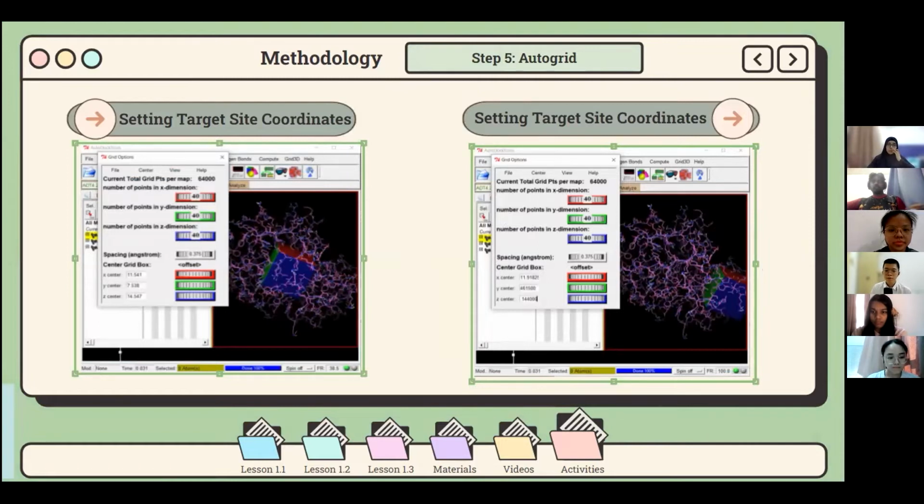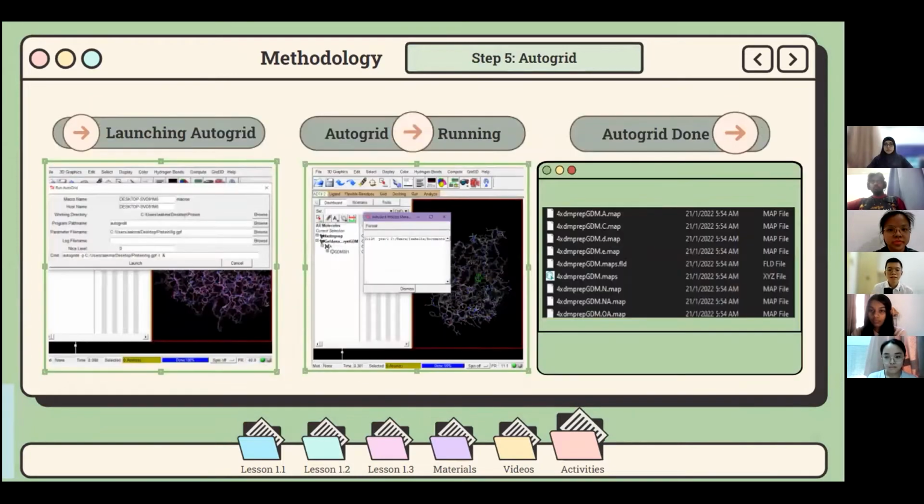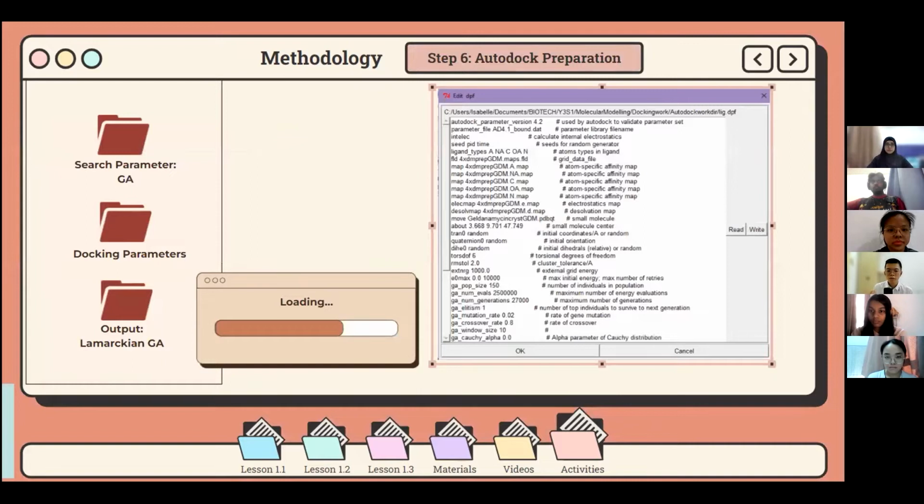After ligand preparation, AutoGrid preparation is done by setting the specific target site coordinates that we retrieve from the grid box done in Discovery Studio. Next, AutoGrid is run. Following that, AutoDock preparation is done by setting up certain parameters such as the genetic algorithm, search parameters, docking parameters, and the Lamarckian genetic algorithm as the output. If the parameters were set up correctly, the results, such as the one shown on the slide, can be viewed.